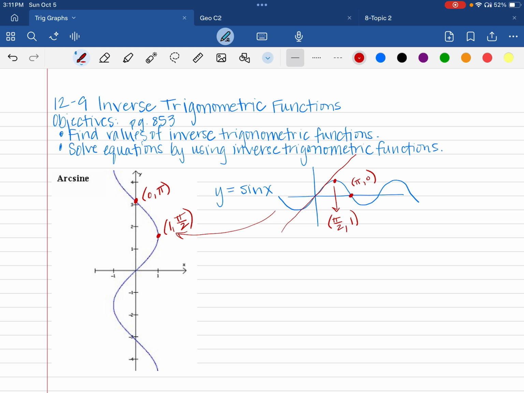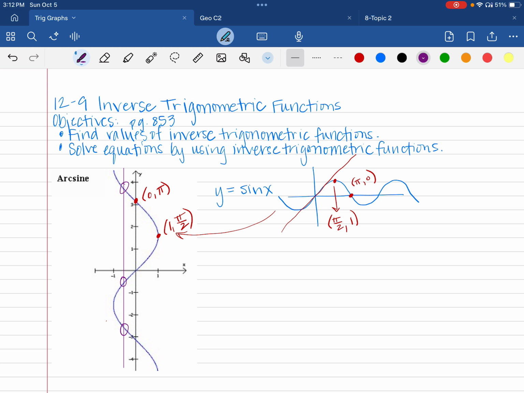Now, one of the issues with this graph of the inverse is that if you recall what it takes to be a function, if we can draw a vertical line on our graph and it hits more than one point, in this case it would hit lots of points, that makes it not a function. So this version of arcsine is technically not a function because it fails the vertical line test.